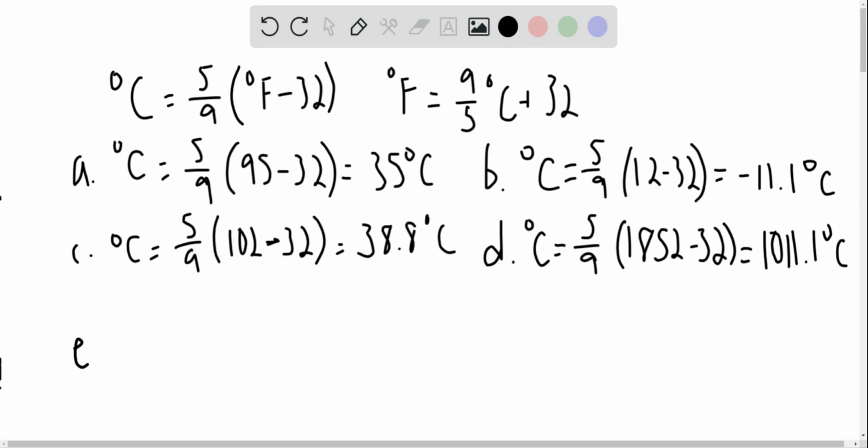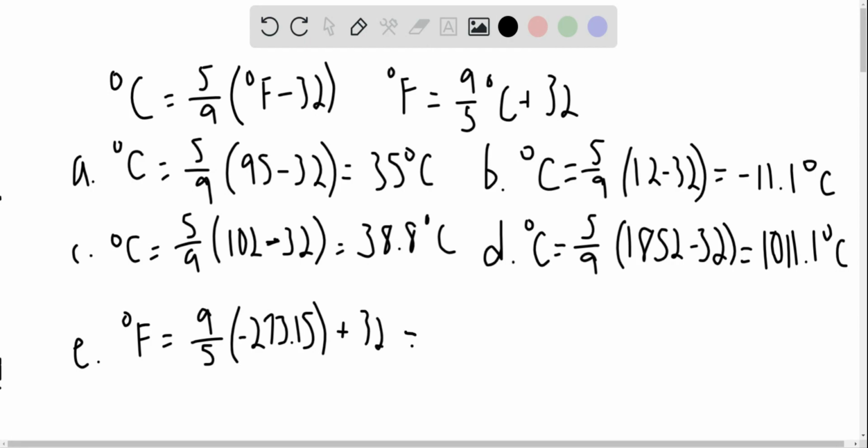But as you can see, they give it to us in a Celsius measurement, Celsius unit. So we're going to have to use the second equation because we need to convert it to Fahrenheit, right? So we're going to do degrees Fahrenheit equals 9/5 times negative 273.15 plus 32. And you should get negative 459.67 degrees Fahrenheit.